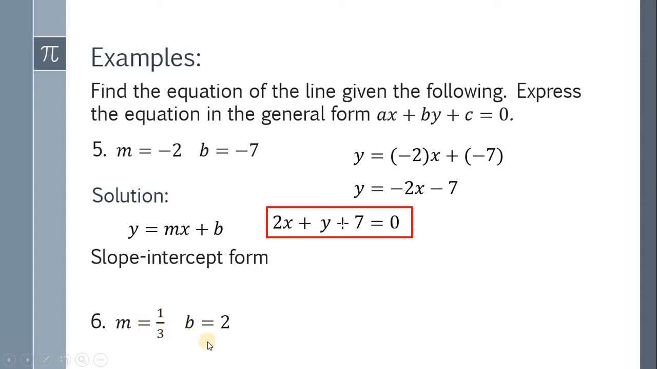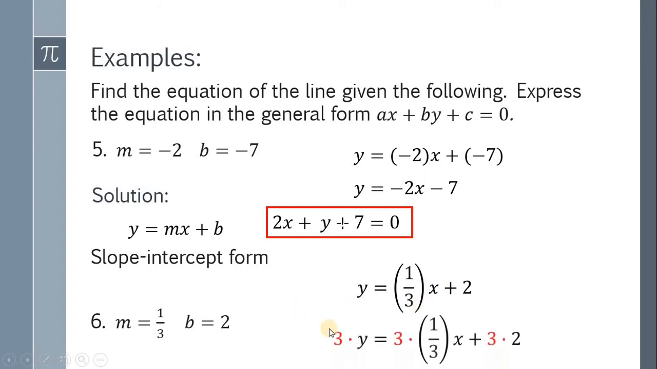Slope natin is 1/3 at yung ating y-intercept is 2. So, gawin natin. We have substitute. Yung slope natin is 1/3. Yung y-intercept is 2. Next, para matanggal yung denominator na 3, i-multiply natin lahat sila, yung buong equation, by 3. Okay, so magiging 3y minus 1/3 times 3 is just 1. So, cancel out yung denominator. So, magiging x na lang plus 6.